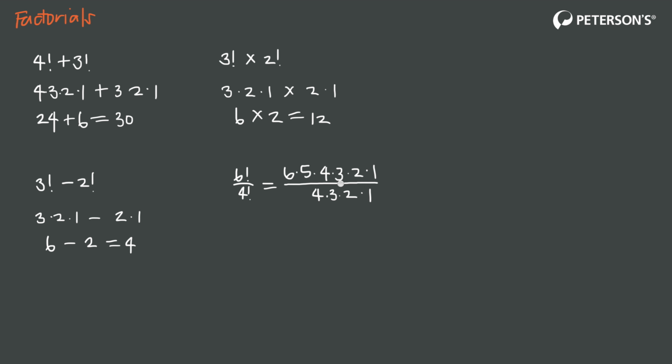It's like reducing the fraction to its lowest terms. So the 4s will cancel, the 3s will cancel, the 2s and the 1s will both cancel. And so then what we're left with is just the 6 times 5 in the numerator, which is 30. So whenever you're doing the division, first write out the factorials, expand them, then cancel common factors, then do your multiplication. That'll save you a lot of time when you're doing the multiplication through both the numerator and denominator.